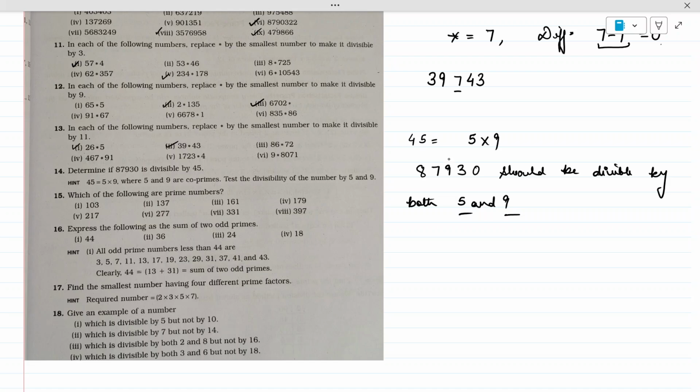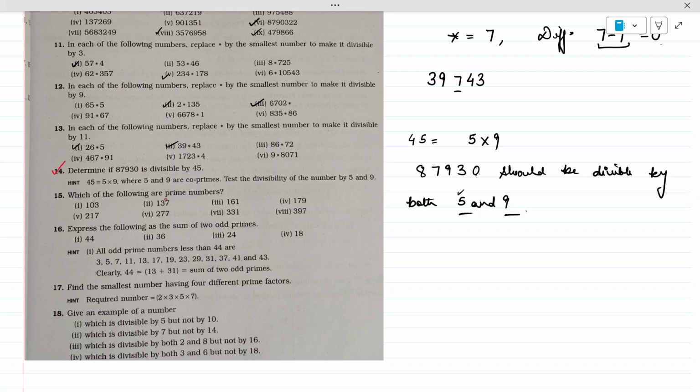Okay, so you have to check for 5. Clearly it is divisible by 5 because it has 0 in the end. But to check with 9, you have to see here that the sum of all the digits should be divisible by 9, sorry. If the sum is divisible by 9, the complete number is also divisible by 9, right? So this is important and a homework also.